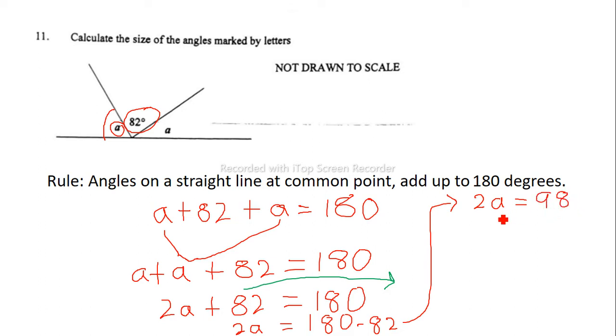Okay. What we're gonna do, we're gonna what? Divide both sides by 2. So this is 2A, so it's gonna equal 98. We divide both sides by 2 because we want A by itself. What is 98 divided by 2?